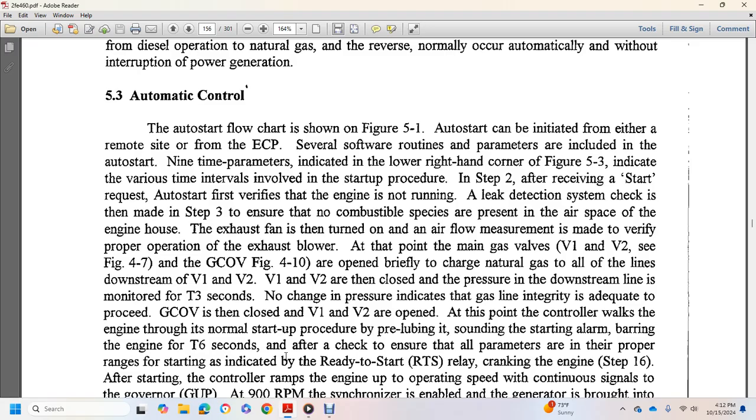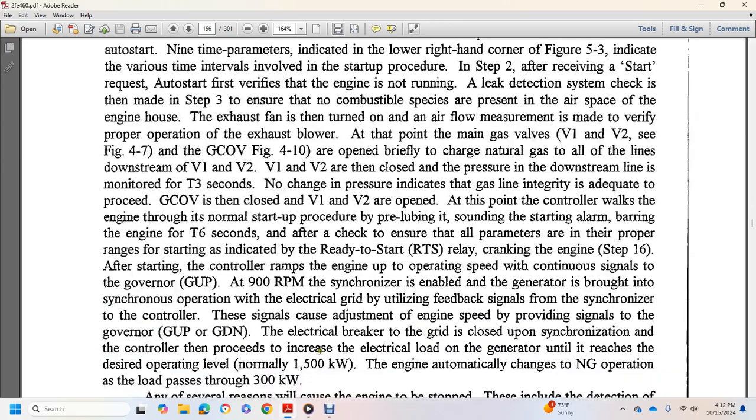Next the exhaust fan is turned on and an airflow measurement is made to verify proper operation of the exhaust blower. At the point of the main gas valves, valve 1 and 2, see figure 4.2, the control cutoff valve, figure 4.10, opens briefly to charge natural gas to all lines downstream of valves 1 and 2. Valves 1 and 2 are closed and the pressure in the downstream lines is monitored for T3 seconds. No change in pressure indicates that the gas line integrity is adequate, and the gas cutoff valve then closes and valves 1 and 2 are opened.